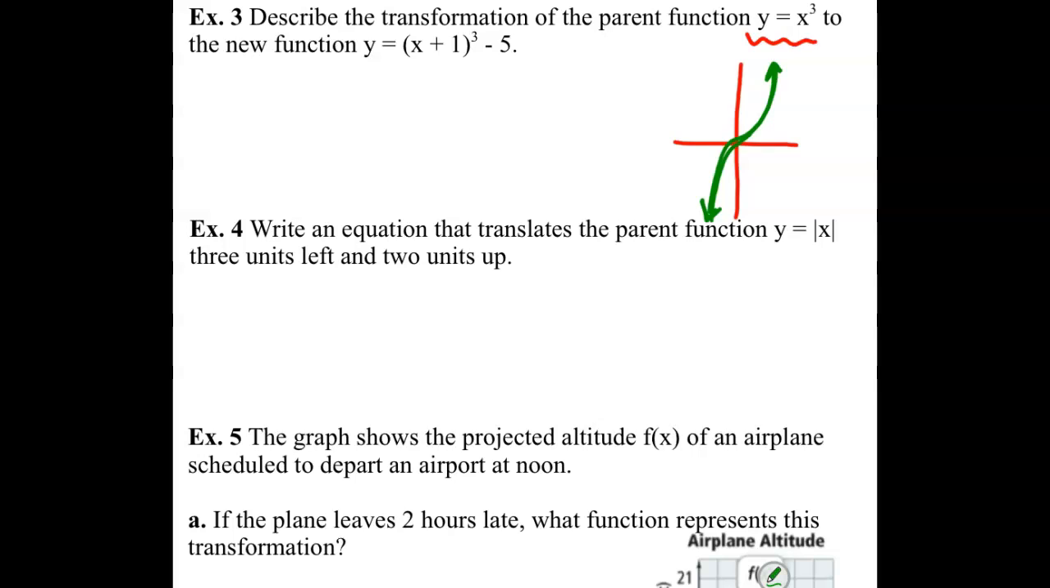What is it that we've done to it? What kind of transformations have we done? So work your way that way. What is the 1 going to do? It's going to go left 1. Good. So we've translated it left 1. What is the next thing we see? The -5 moves it down 5. Okay?